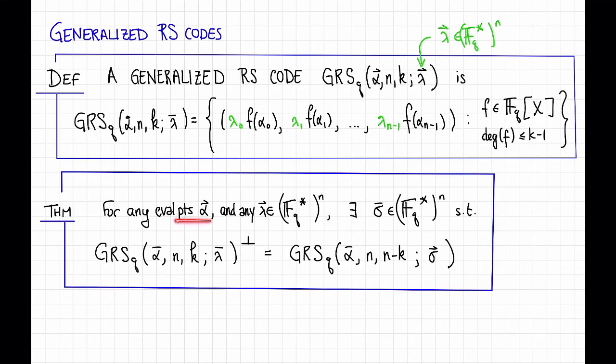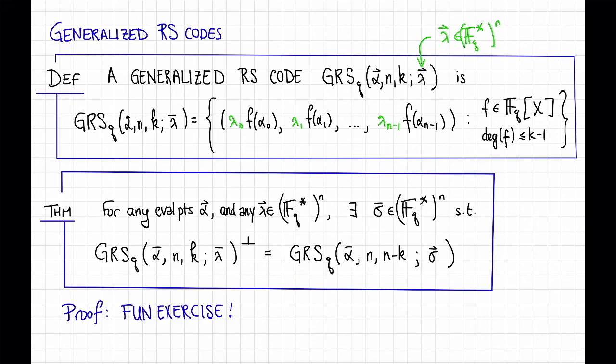For any sequence of evaluation points alpha, distinct evaluation points, and any vector lambda in F_q star to the n, there is some vector sigma in F_q star to the n, so the following holds. If you look at the generalized Reed-Solomon code with evaluation points alpha and these multiples lambda, and you look at the dual of that, that thing is again going to be a generalized Reed-Solomon code with the same evaluation points, but with multiples given by sigma. And the dimension, if it started out as k, is going to be n minus k in the dual. I'm not going to do this proof here, but I encourage you to give it a try. In particular, can you figure out what exactly these multiples sigma should be in terms of lambda?